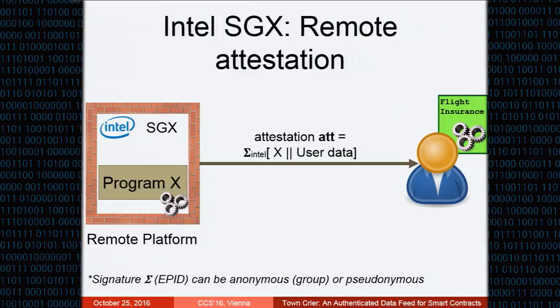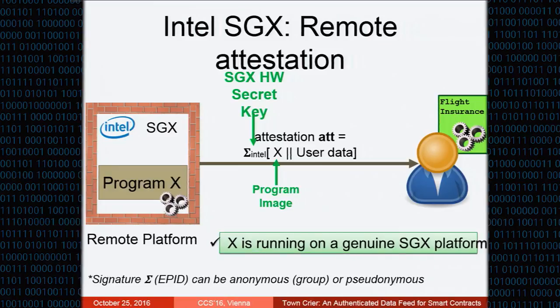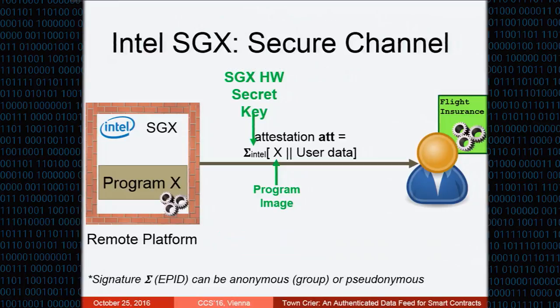In a nutshell, attestation is a signature made with a secret key that is only known to the hardware. And the message being signed here is the program itself, along with some user data. So by verifying this attestation, a remote user can make sure that X is running on a genuine SGX platform. So with the help of this attestation mechanism, we can establish a secure channel with the remote SGX platform.